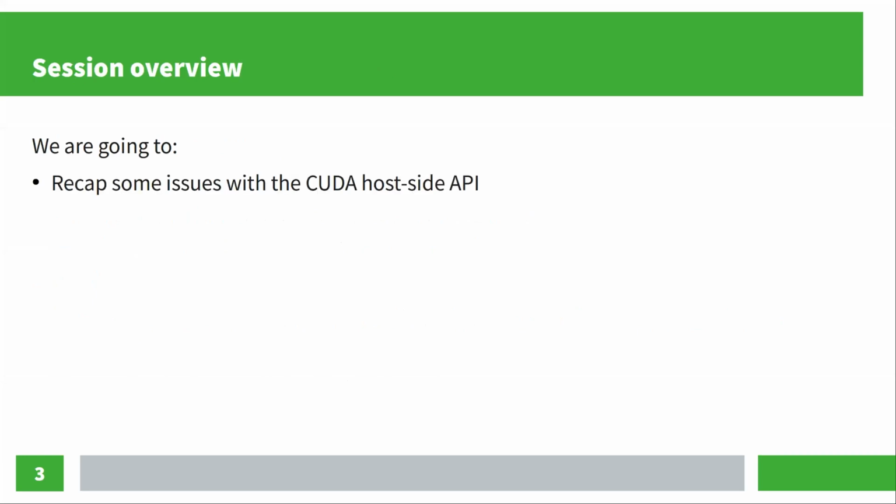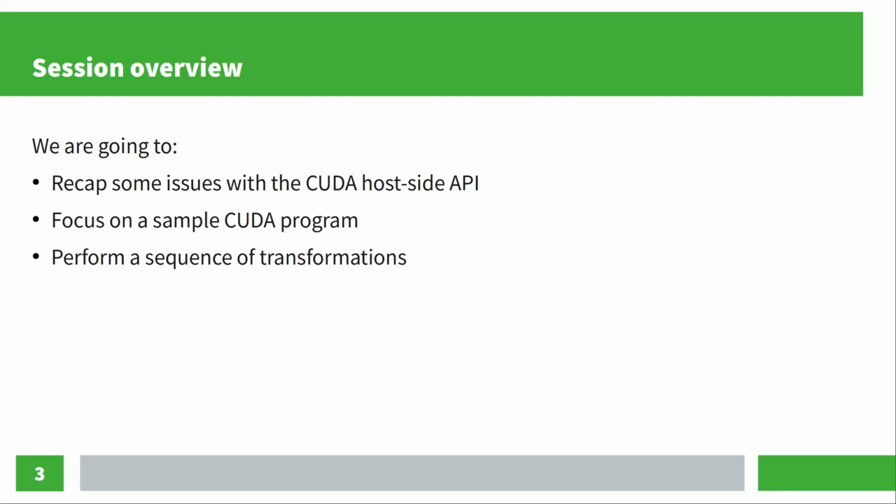So what are we going to do today? I'm going to recap a few of the issues, at least the issues that I have with the host side API that Cuda offers. And then we're going to look at a specific program in Cuda, which you might already be familiar with because it's pretty famous. And then we're going to gradually transform it. So we're going to make a sequence of transformations. Some of them will involve my wrapper library, and some are more generic or even trivial.